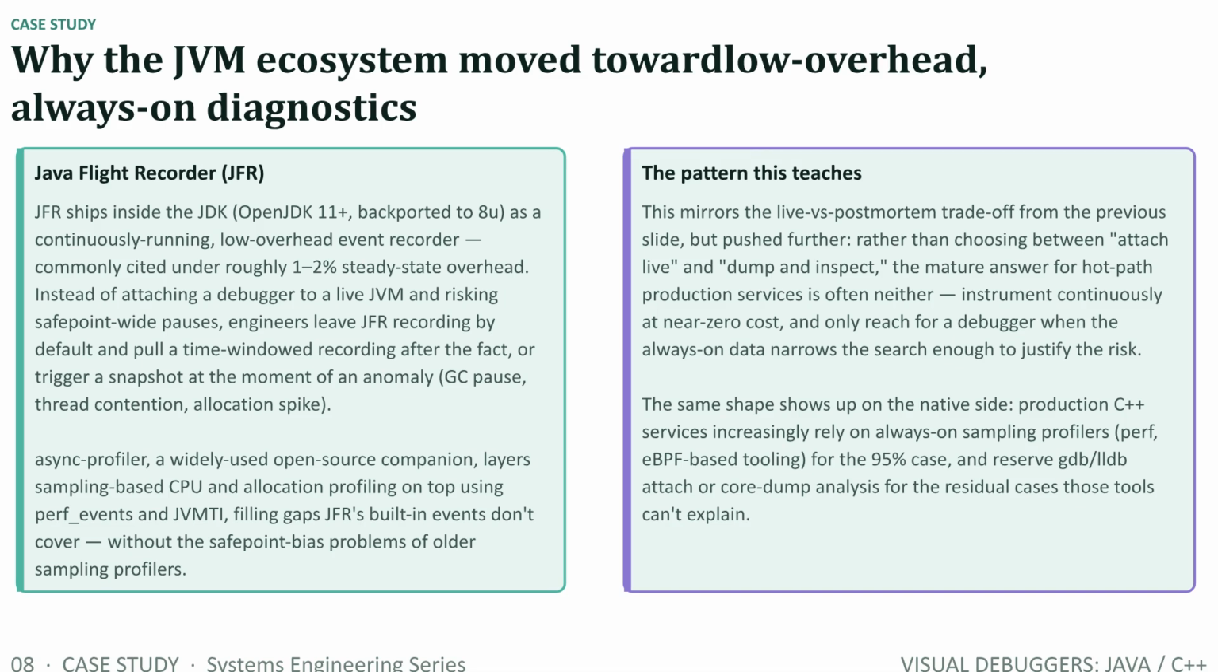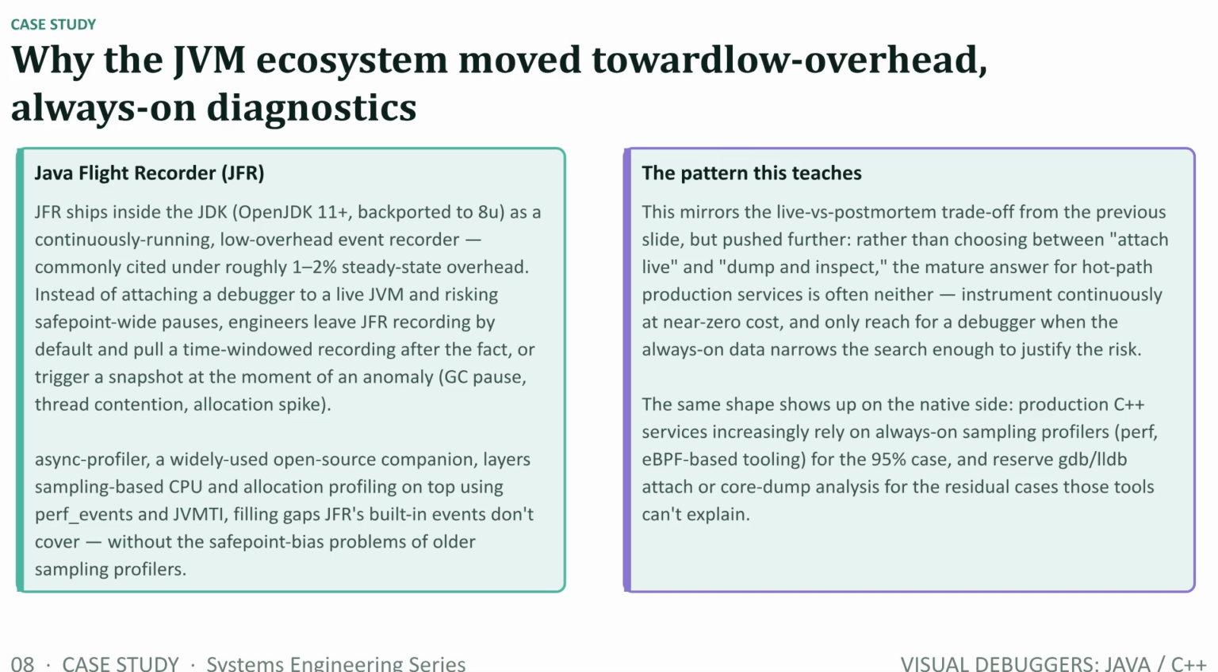Async Profiler, a widely used open-source companion, layers sampling-based CPU and allocation profiling on top of that, using Linux's perf events and JVMTI hooks without the SafePoint bias that plagued older sampling profilers, which could only sample at safe points and systematically underrepresented everything happening between them.